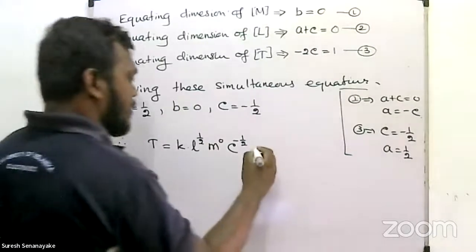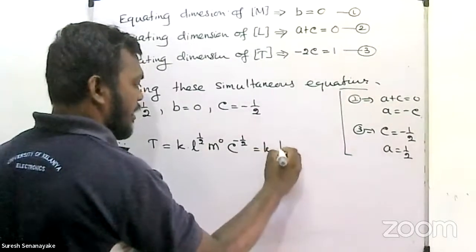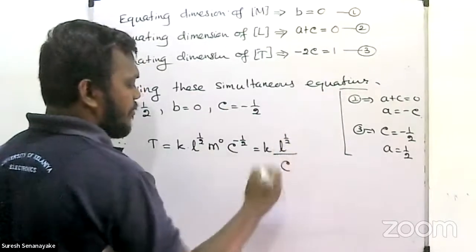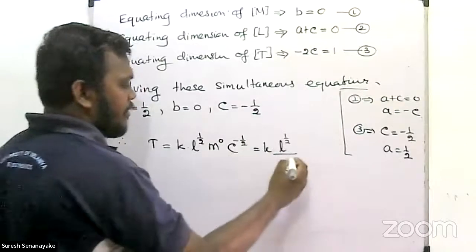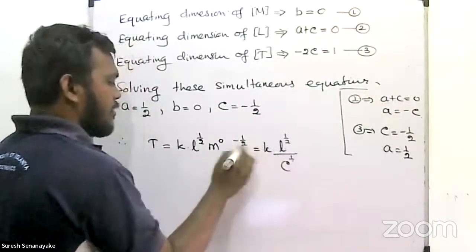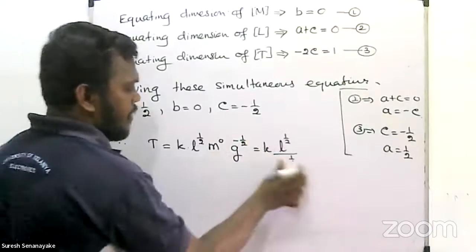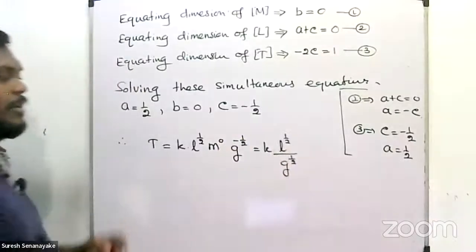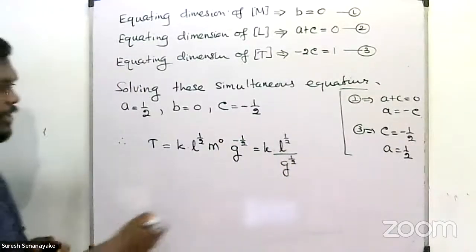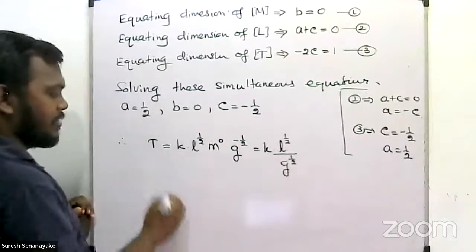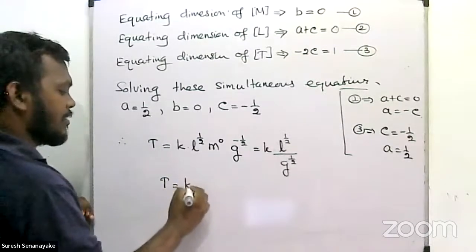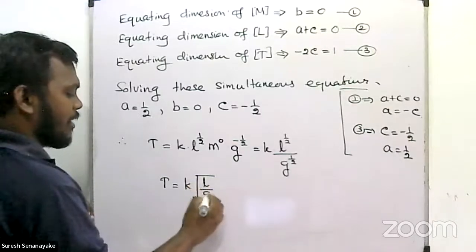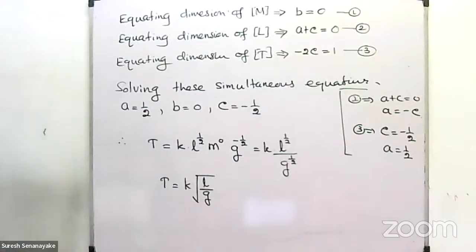So we can write this as K times L to the half, and the minus power goes to the denominator, so g to the minus half goes under. Half power means the square root. So you can write the equation T equals K times the square root of L over g. This is the equation.